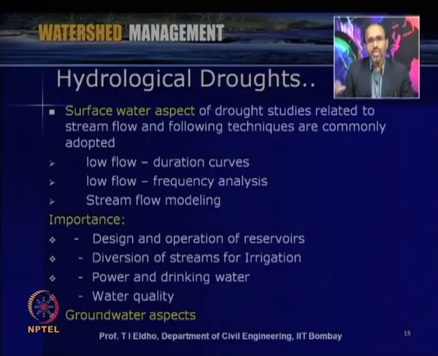All these issues we have to see with respect to the surface water aspects. With respect to the groundwater aspects, we have to see the quantity, the water level going down in the aquifer system so that the wells become dry, and also the quality of the water will be affected. So these are the issues related to the hydrological droughts. Now the third classification is the agricultural droughts.